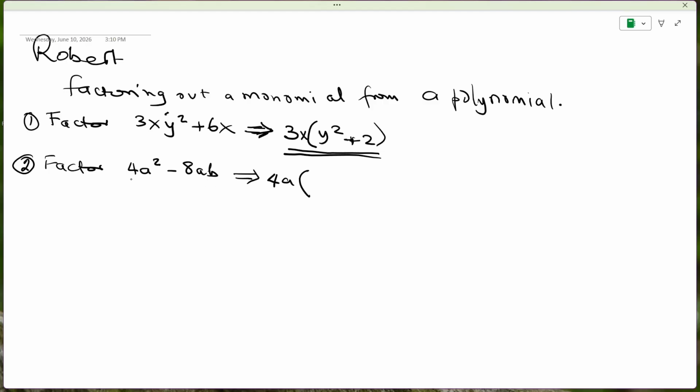So, since here we have 4a squared, within the parentheses we'll have a, because 4a times a will give us 4a squared, minus, since we have 8ab here we'll have 2. We won't need to have an a because it's already taken out, but we are left with a b, and that will give us our factored polynomial.